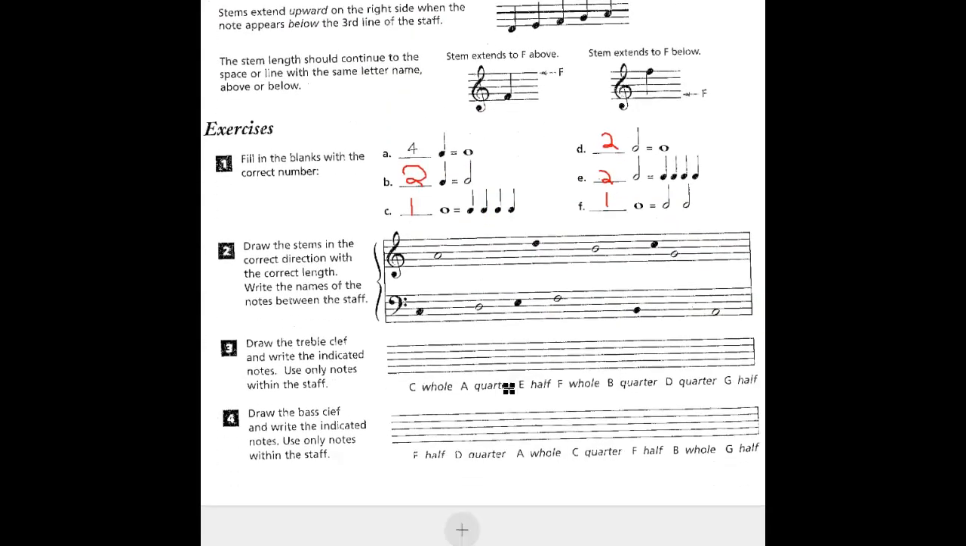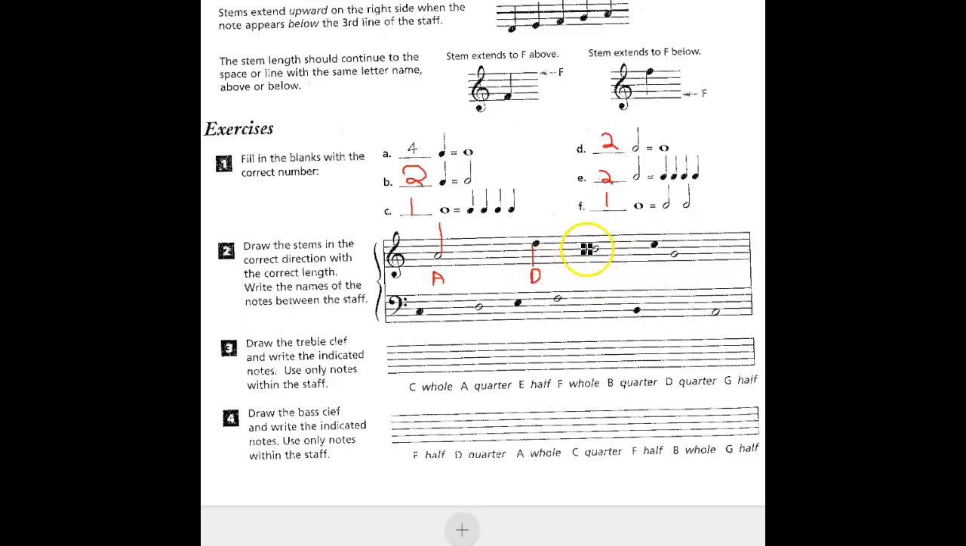Under number 2, we are going to draw the stems in the correct direction with the correct length. Write the note names between the staves. So again, treble clef and bass clef. We're going to write in the staff. We're going to think F-A-C-E. So this would be an A. Come down here, we're still in treble clef. This is good boys do fine, or sorry, every good boy deserves fudge. This would be letter D. And then again, we are putting the note stem all the way down to low D.